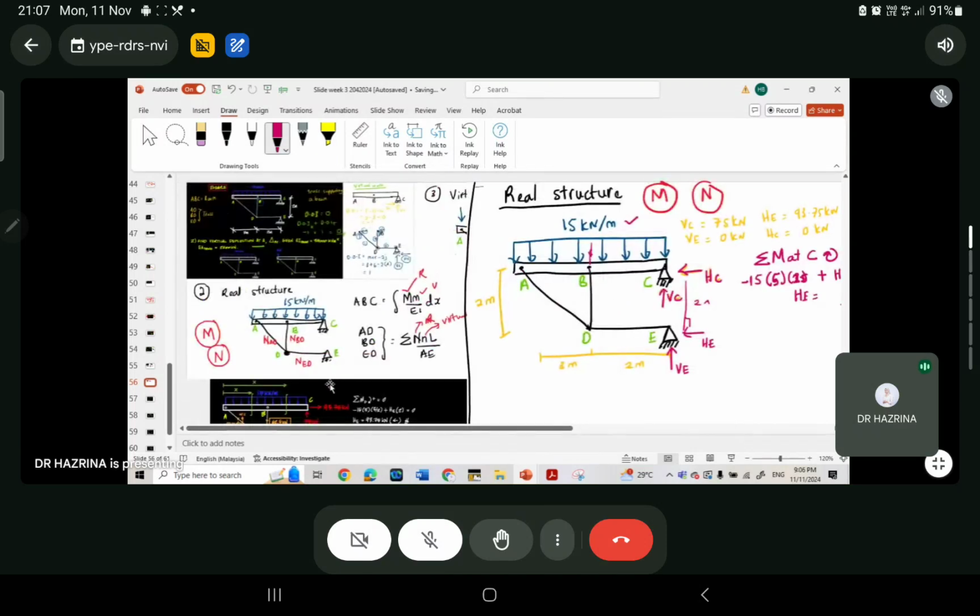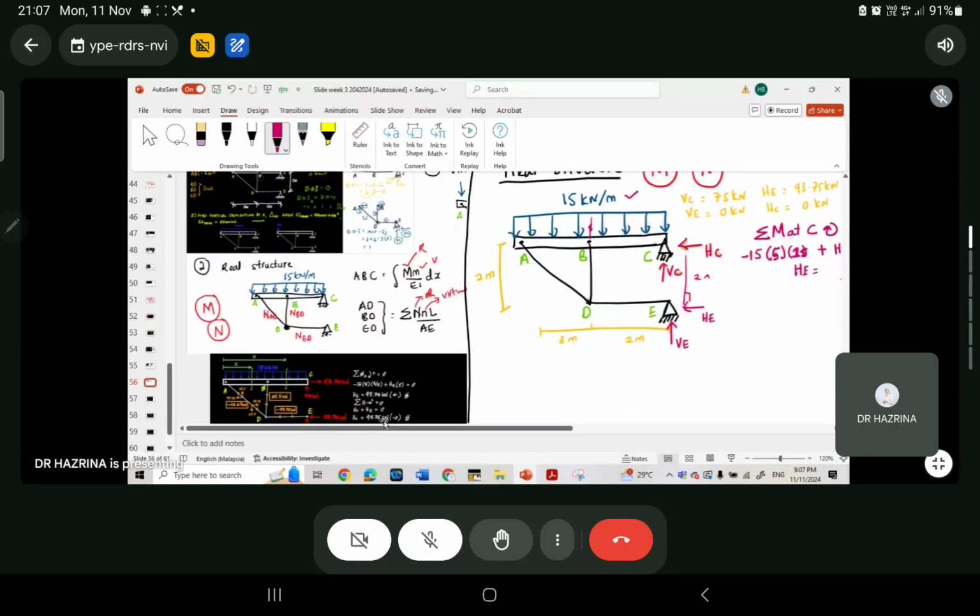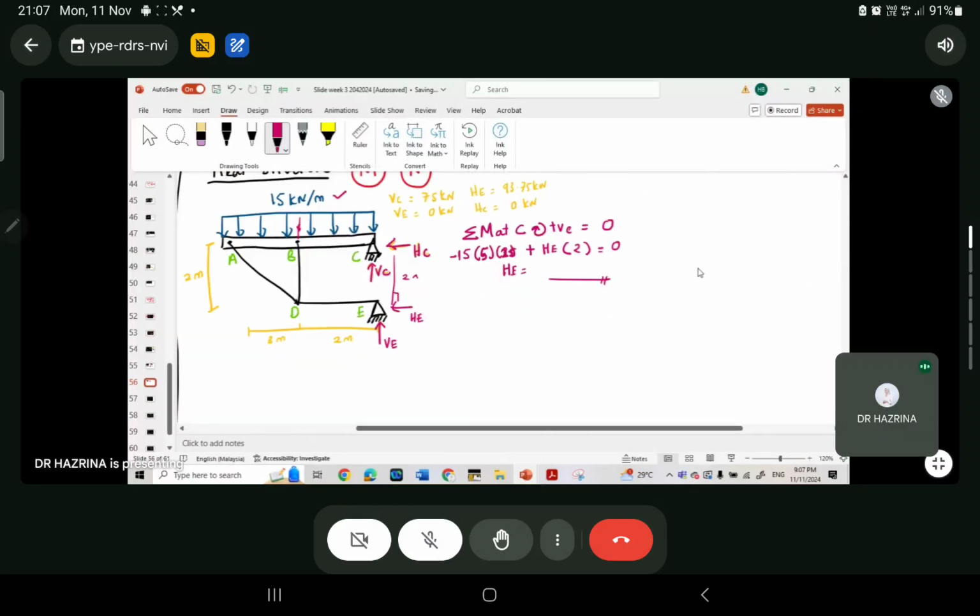Let me check the solution. HE sama, dapat 93 ya. Okay, you dapat 93.75 kilonewton. Okay, so HE you akan dapat 93.75 kilonewton. Okay, and then when you get your HE, so you can calculate for your horizontal forces.